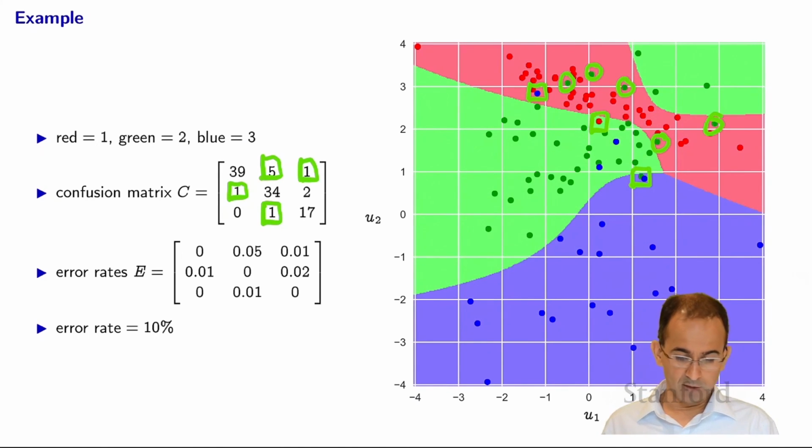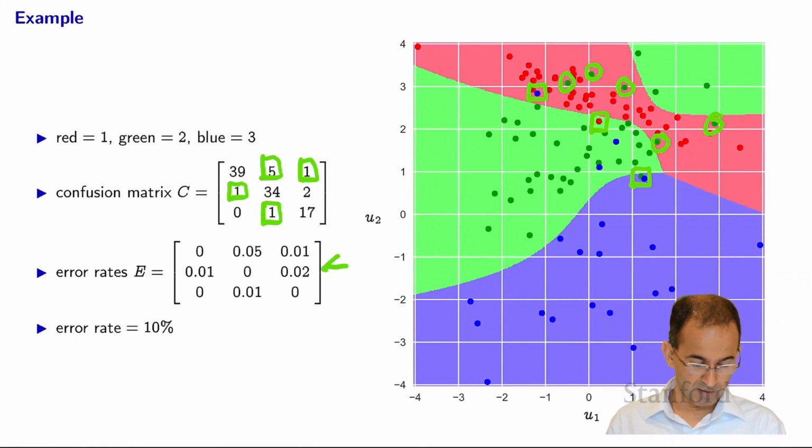We've got 39 reds that we're classifying as red, 34 greens that we're classifying as green, and 17 blues that we're classifying as blue. Now to take the error rates, well, there are 100 points, so I simply take all the off-diagonal entries of the confusion matrix, divide them by 100, and that gives me the error rate matrix there. And if I sum up all of these different errors, I'll find there's a 10% error rate.